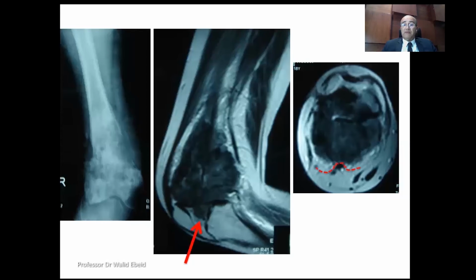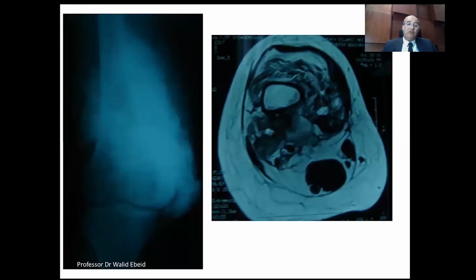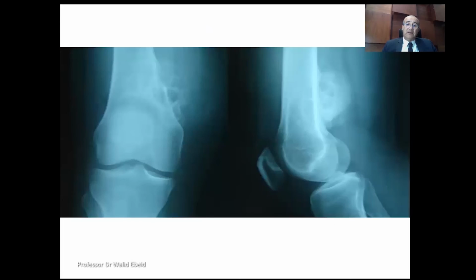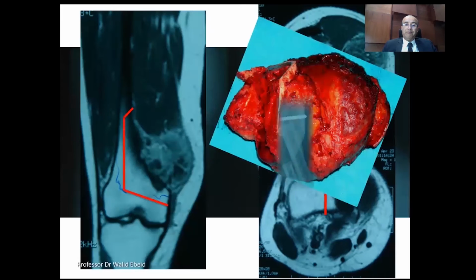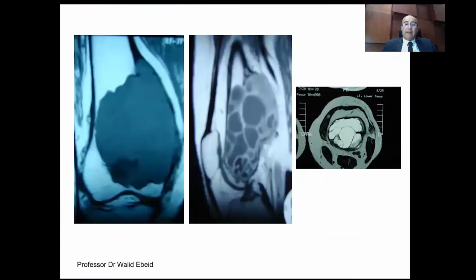The relationship of the vessels here, the vessels are close to the tumor. This is an example of vessels inside the tumor. It can aid you to make your cuts whenever you're resecting part of the bone, like this patient with a parosteal osteosarcoma. The MRI as well gives you an idea about the consistency of the tumor.